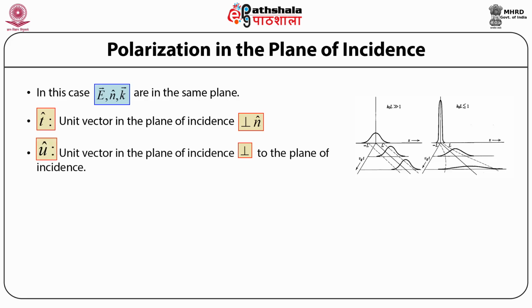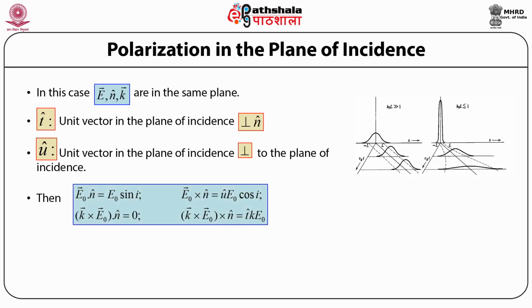Similarly, if u prime is the unit vector perpendicular to the plane of incidence, then the unit vector u cap is perpendicular to the above three quantities that we have just described. Now, for such a case where the polarization is in the plane of incidence, we write down the amplitude of the incident electric field dot product with the unit normal as E naught times sine of the angle of incidence, where E naught is the amplitude of the electric field of the incident wave.